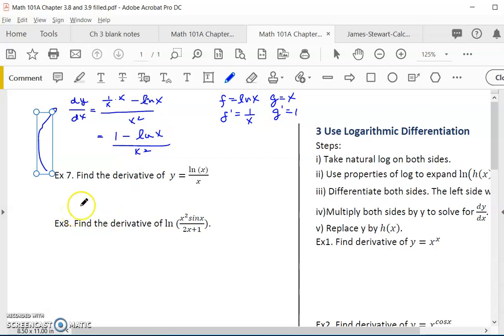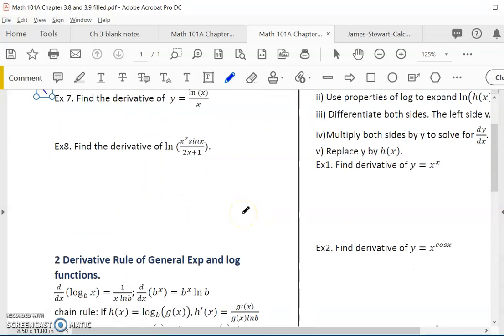Example 8. The derivative of ln of x squared sine x over 2x plus 1. You might be very surprised because this is a big quotient. So this is inside, of course. The derivative will be 1 over this whole thing, which is not hard, times the derivative of this. But the derivative of this is really difficult, so you don't want to do this.